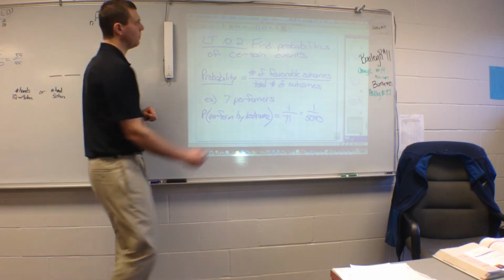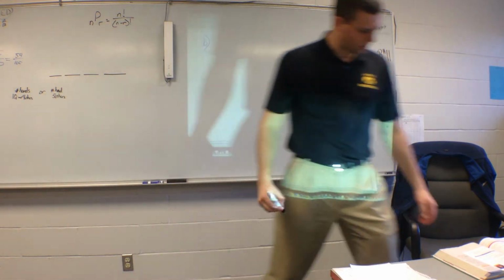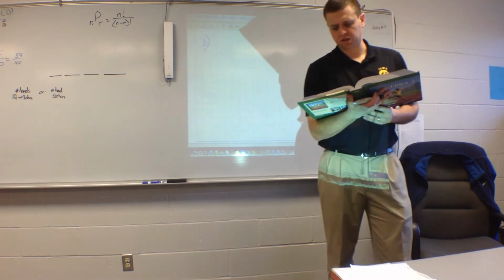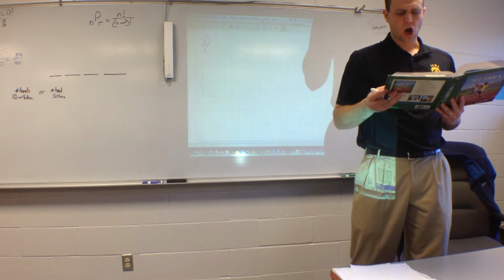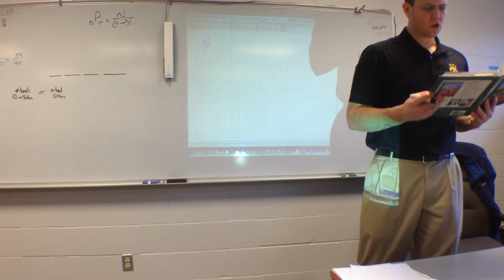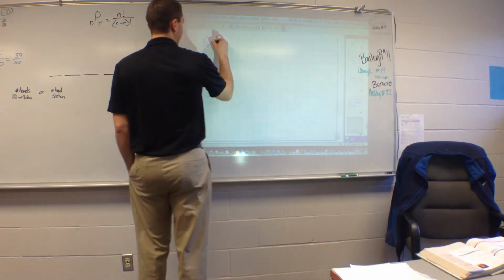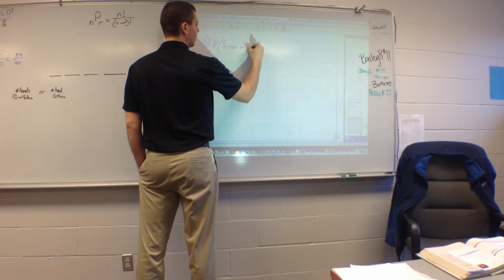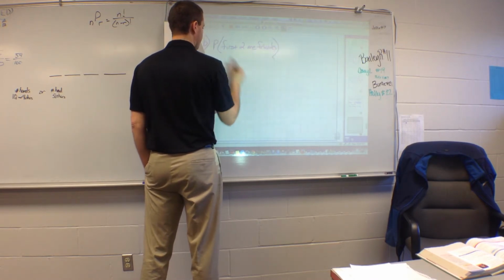Alright. Part B of that one says, you are friends with 4 of the musicians. What is the probability that the first 2 performers are your friends? So probability the first 2 are your friends.